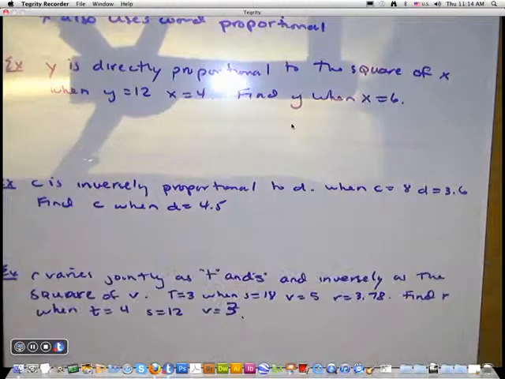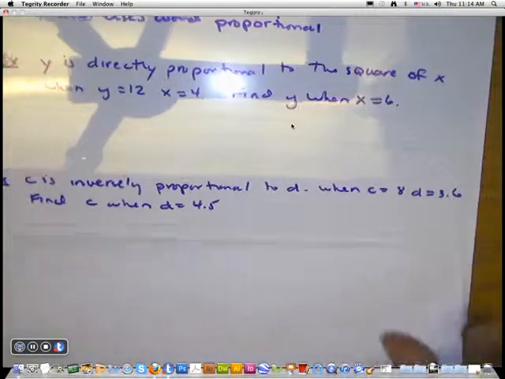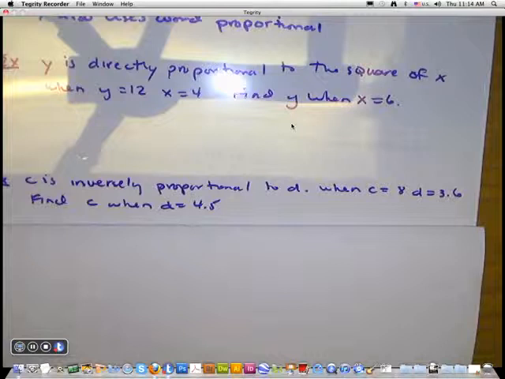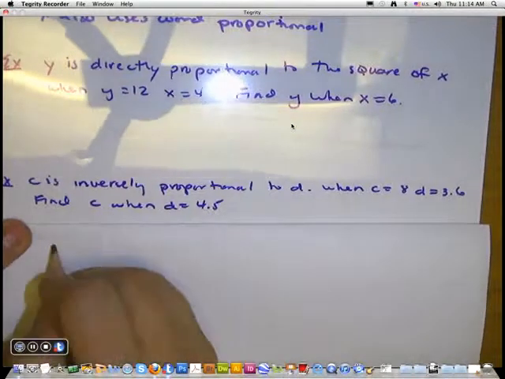C is inversely proportional to D. When C is 8, D is 3.6. So find C when D is 4.5. Now we have decimals in our problem. We'll be able to keep our answers as decimals. But first we need to set it up.